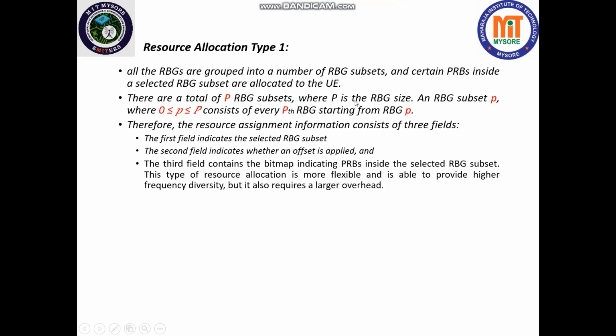In resource allocation type 1, all the RBGs are grouped into a number of RBG subsets, and certain physical resource blocks inside a selected RBG subset are allocated to the user equipment. Okay, this we'll see, we'll directly go to the comparison of resource allocation type 0 and 1, and with that we'll come up with these points. Okay, we'll try to understand these points about resource allocation type 1.